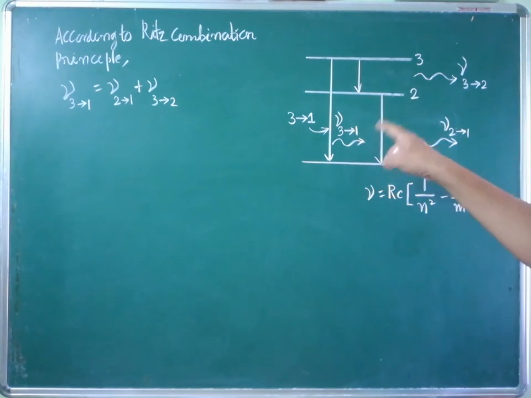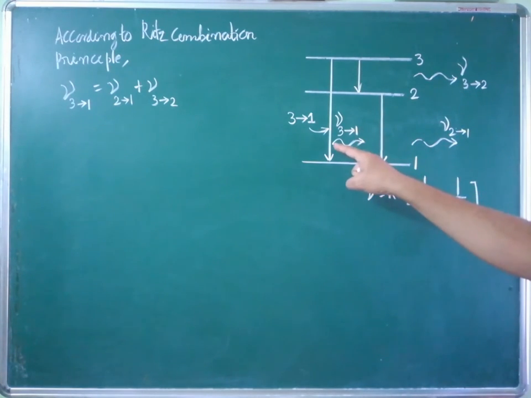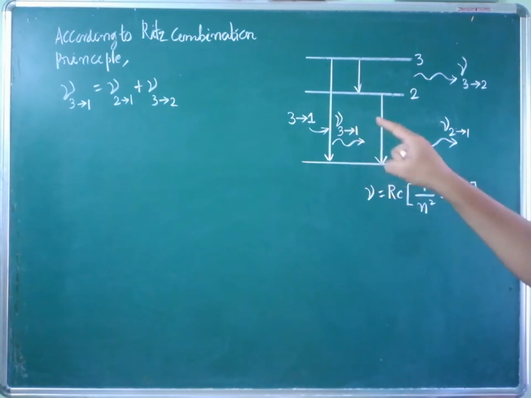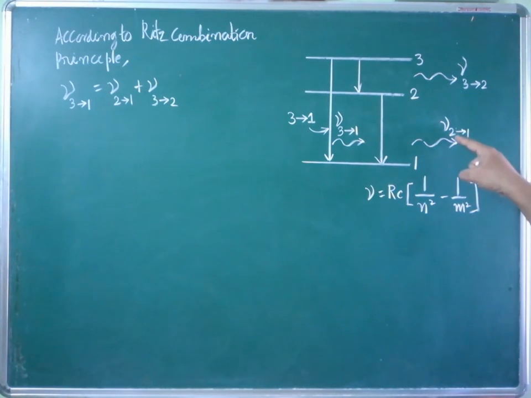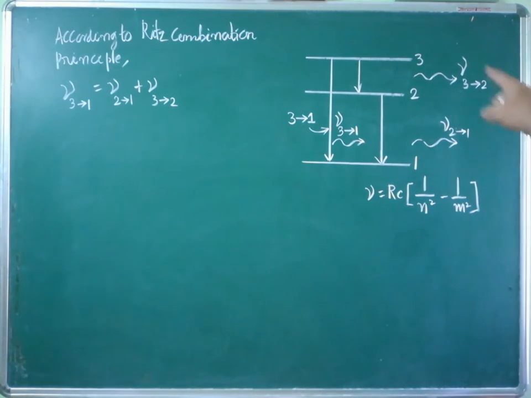In each transition, energy is emitted in the form of a photon. So here one photon is emitted, and its frequency can be written as nu 3 to 1. Here another photon is emitted, its frequency is nu 3 to 2. Another transition takes place from 2 to 1, where also one photon is emitted as radiation, and its frequency is called nu 2 to 1. Here we have to prove the Ritz combination principle. These transitions obey the Ritz combination principle.